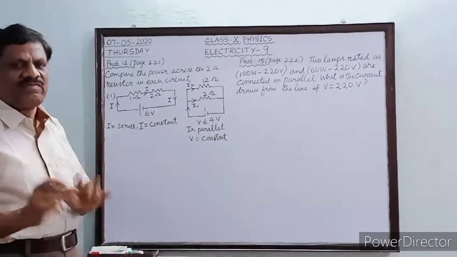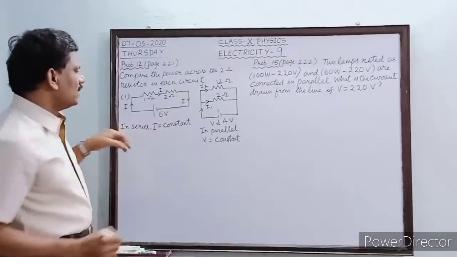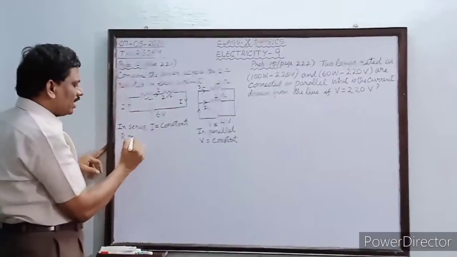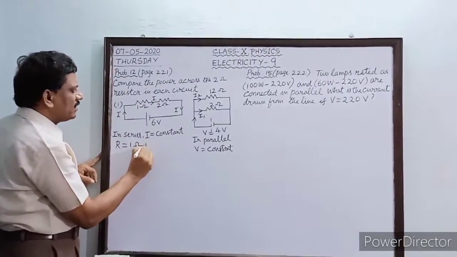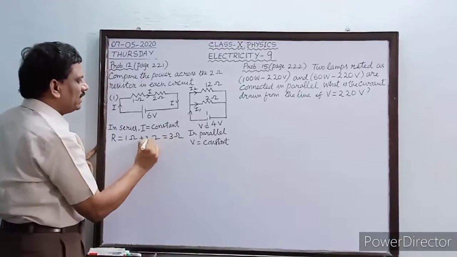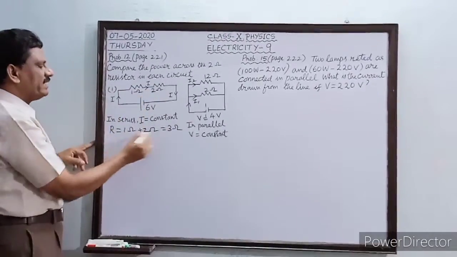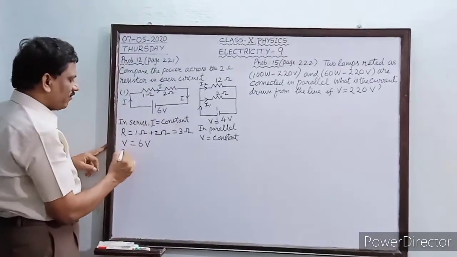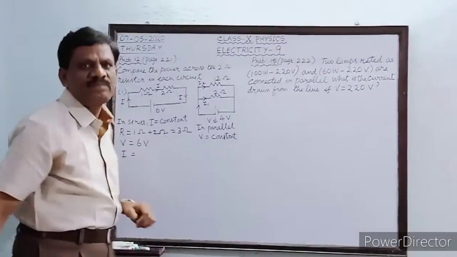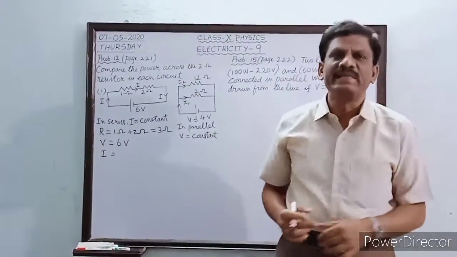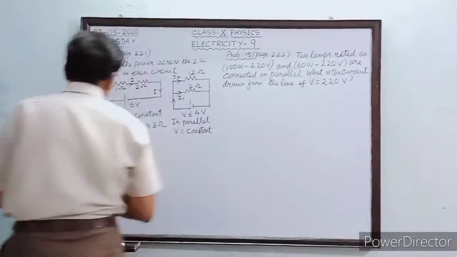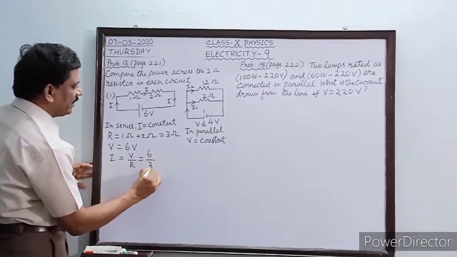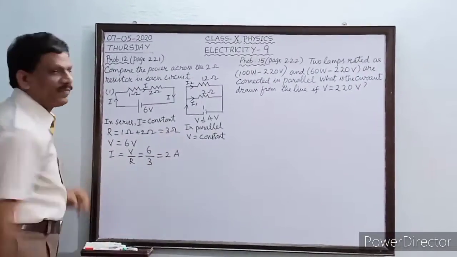And here the current through the 1 ohm resistor and the 2 ohm resistor will be the same. Now we will first find out the current flowing through the circuit. So for that, tell me what is the value of the combined resistance here. They are in series, so R must be equal to what? 1 ohm plus 2 ohm, which is 3 ohm. And the potential difference given here is 6 volt. Therefore, from Ohm's law, I is equal to V by R, that is 6 volt divided by 3 ohm, which is equal to 2 ampere.